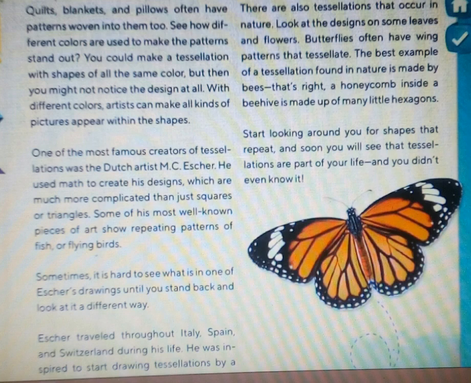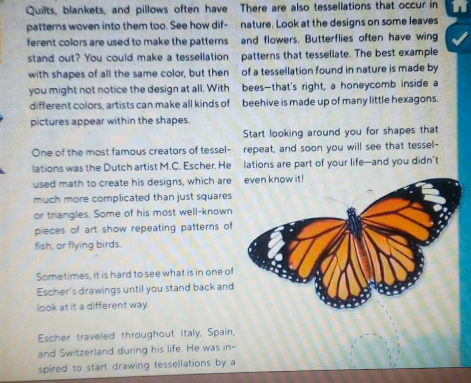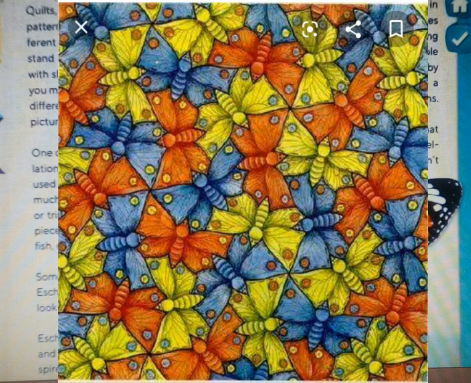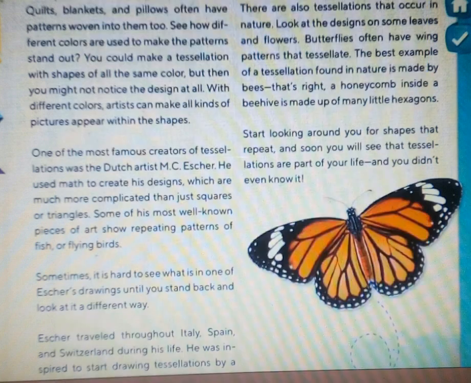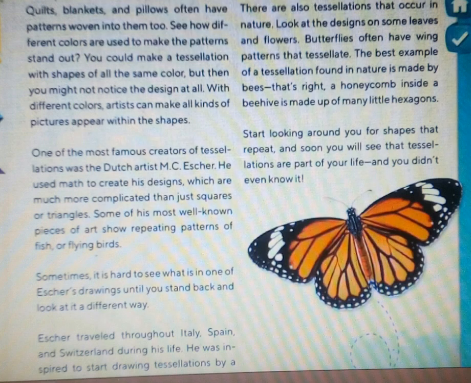There are also tessellations that occur in nature. Look at the designs on some leaves and flowers. Butterflies often have wing patterns that tessellate. The best example of a tessellation found in nature is made by bees. That's right. A honeycomb inside a beehive is made up of many little hexagons. Start looking around you for shapes that repeat, and soon you will see that tessellations are part of your life, and you didn't even know it.